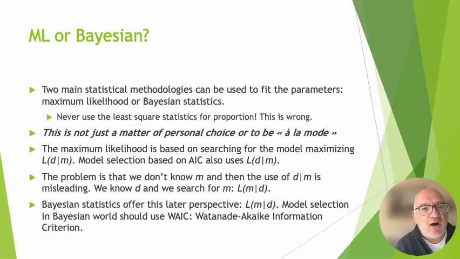Bayesian statistics offers this latter perspective, the likelihood of the model knowing the data. Model selection in the Bayesian world should use the Watanabe Akaike information criterion and not AIC. So I will continue to use only Bayesian statistics because it has many advantages over maximum likelihood, and this is really what you search for.